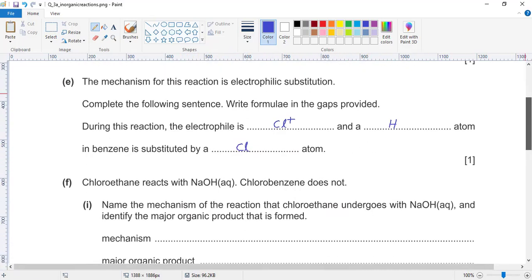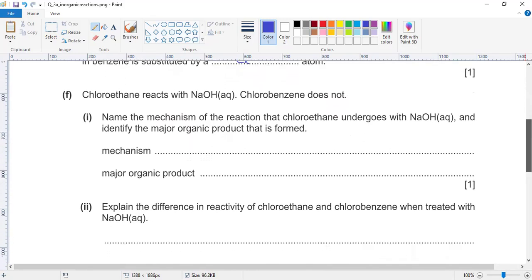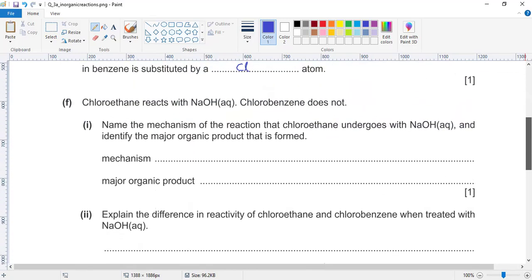And now part F. Part F has 2 components, and this is the last component of this question number 7. Chloroethane reacts with sodium hydroxide in aqueous condition. Remember that the reaction in aqueous and alcoholic condition is different, but chlorobenzene does not react. Name the mechanism of this reaction that chloroethane undergoes with sodium hydroxide, and identify the major organic product that is formed. So remember that aqueous sodium hydroxide undergoes nucleophilic substitution reaction.